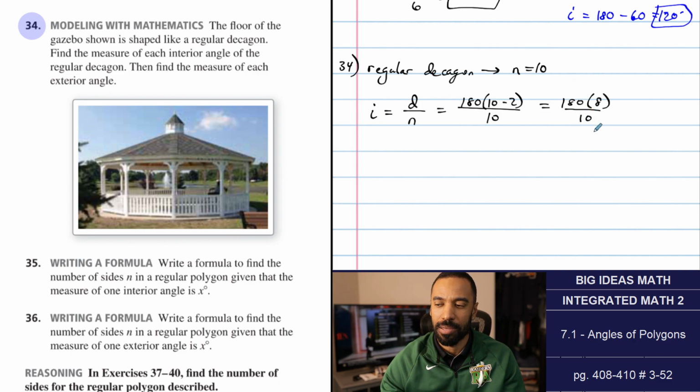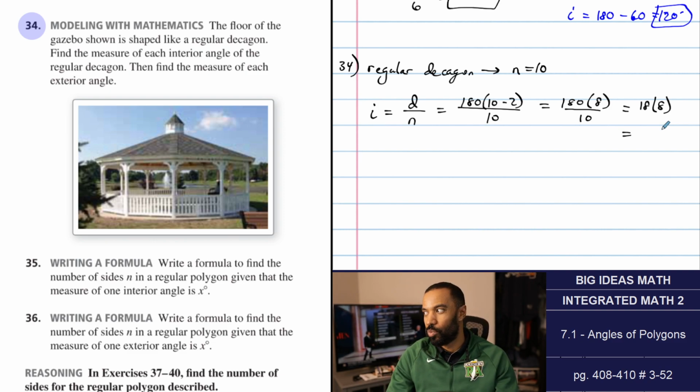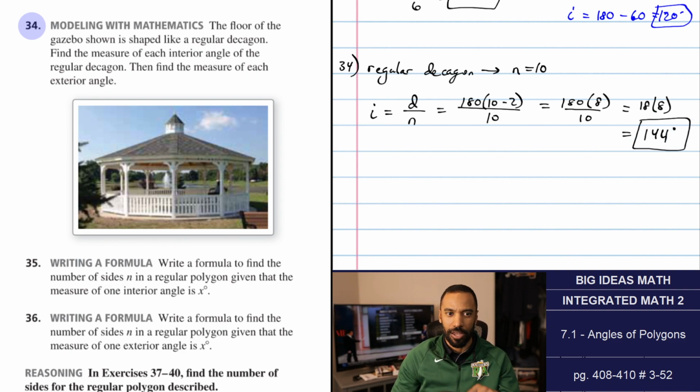Instead of doing 180 times 8 first, I can do 180 divided by 10 first. 180 divided by 10 is 18. And 18 times 8 is 144. Really? 16 times 9 is also 144. I'm surprised. 144 degrees. That's the measure of each interior angle.